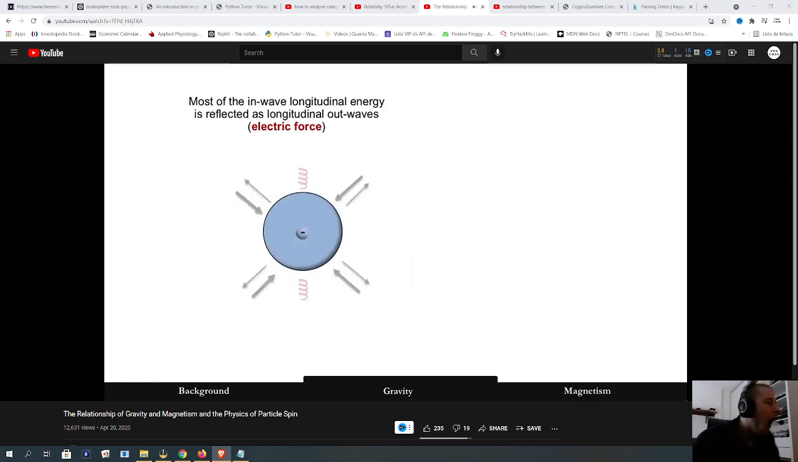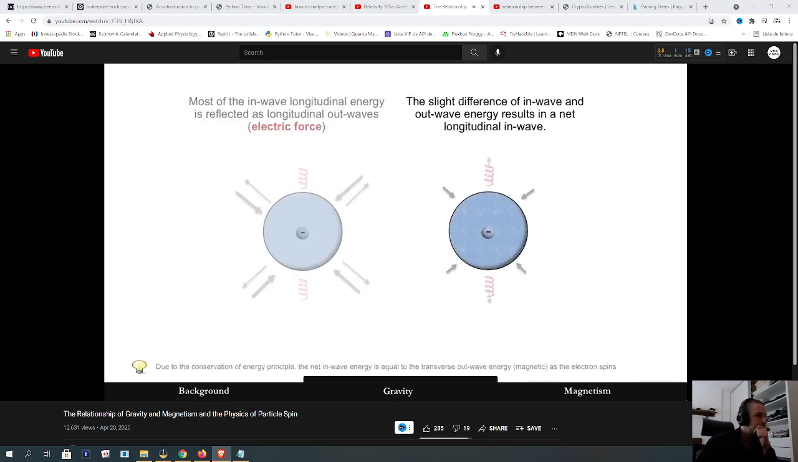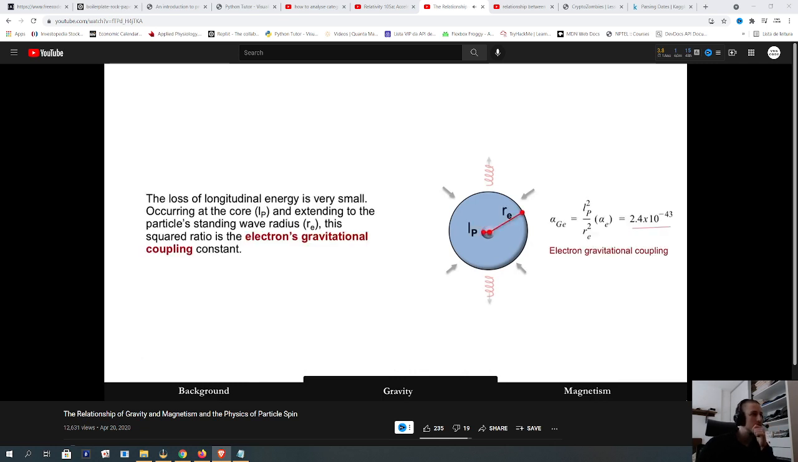Okay, that's a quick recap. So let's do this. In waves are reflected as longitudinal out waves. And if you want a better visual of this, think about sound waves, for example. Those are longitudinal waves bouncing off a balloon. Most of that energy is reflected, but what if it causes a slight turn of that balloon? Then you would have a second waveform. But that slight difference of in-wave and out-wave energy results in this, right? A net longitudinal in-wave. And due to the conservation of energy, that energy equals that magnetic spin coming out. Okay, all this will make sense when we put equations to it and can prove it.